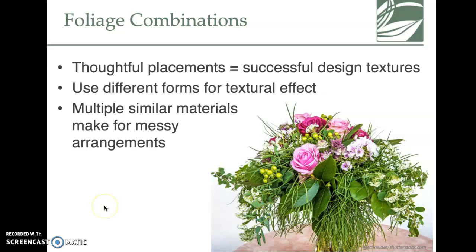Foliage combinations should use some thoughtful placement. It's going to help with the texture. Adding these greens all around here kind of gives it a natural design. You don't even really see the container, not that you need to hide it, but it makes it look more natural. You can use different forms for textural effect. Multiple similar materials make for messy arrangements. So if you put a big wad of one type of plant in there, it's going to look kind of messy. And this one, to be honest, could be cleaned up a little bit too. They have a big chunk of this right here. I would have thinned it out just a little bit.